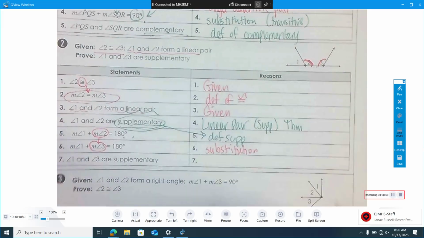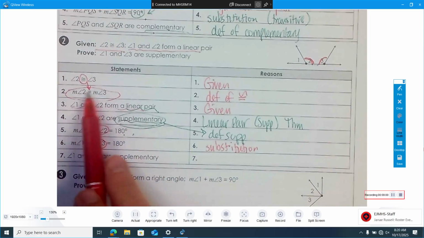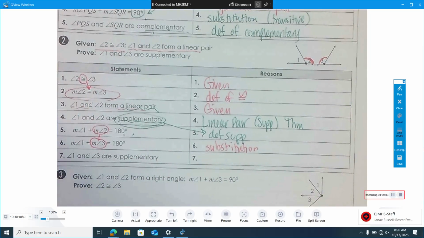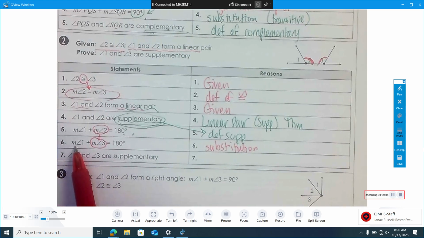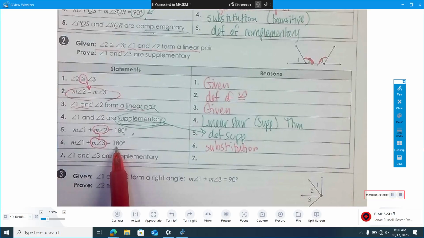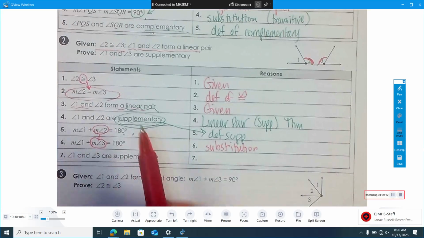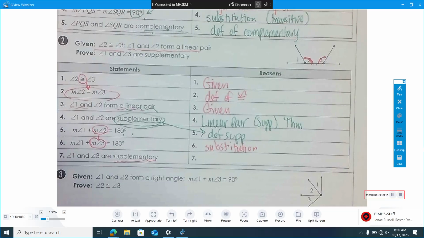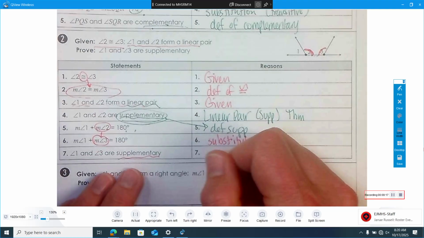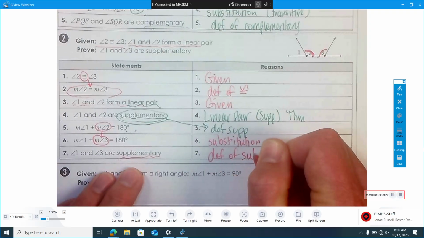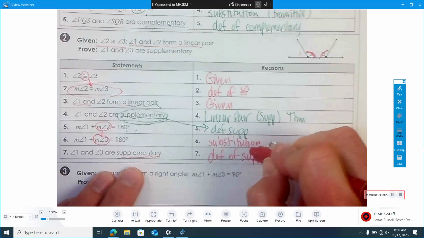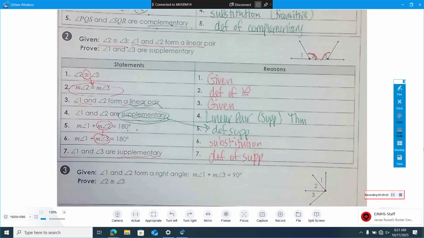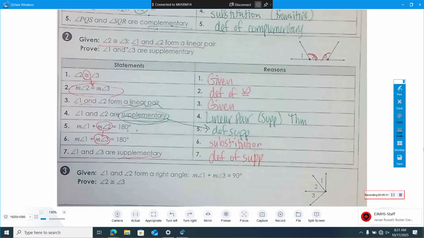All right. So again, seeing how they're trading things out. They said they were equal, so I'm going to take one thing out and put another thing in. Great. And now, because angle 1 and angle 3 add to be 180, I can say that they are supplementary. How come I can say that they're supplementary? Definition of supplementary. Again, if they add to be 180, then they are supplementary. Definition of supplementary. Okay. Questions on this one? Do you think you're starting to see how you piece together these little reasons a little bit? Okay.